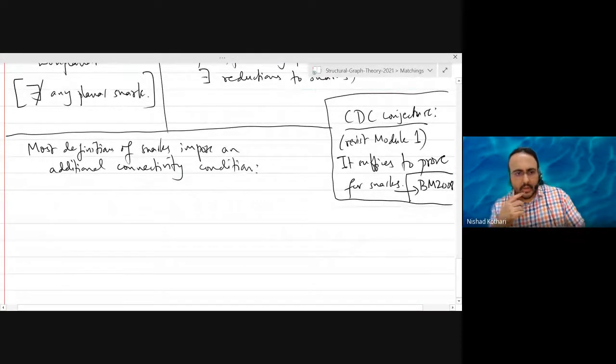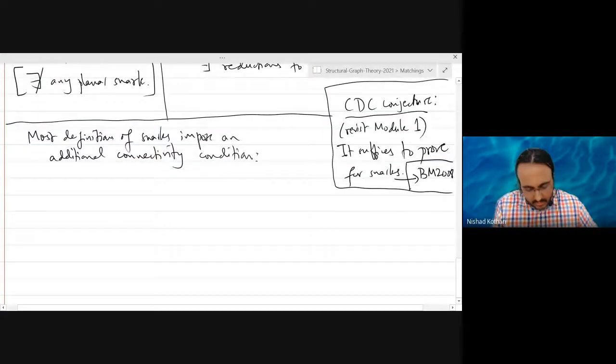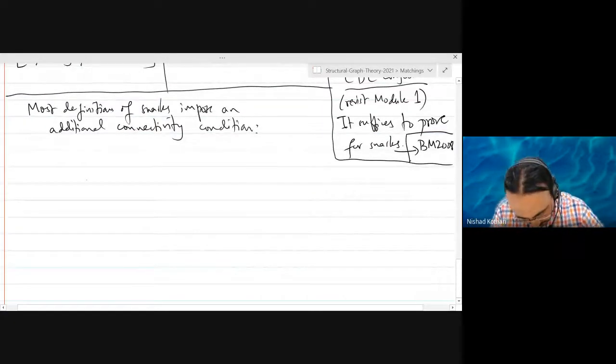Because if your conjecture, let's say the cycle double cover conjecture, is true for this smaller class of snarks, then it turns out that it is true for all snarks as I defined earlier. Okay, so what is that condition? Let me just give you an example. Take the Petersen graph.